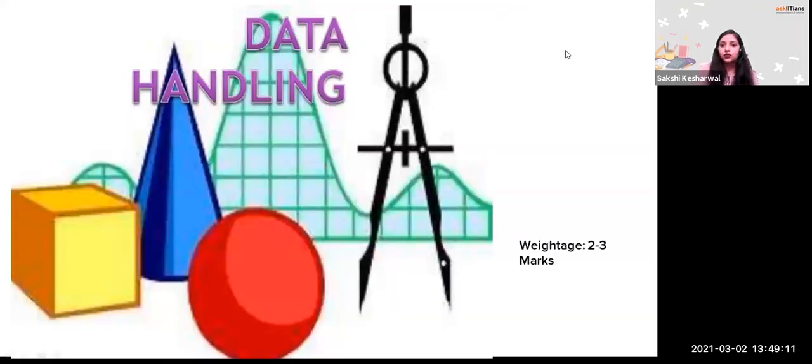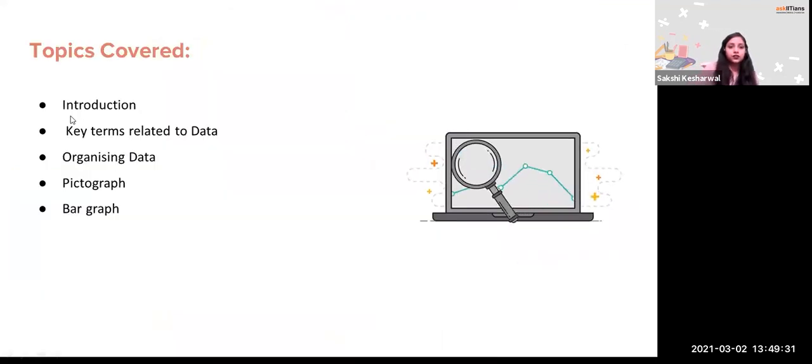So you see this data handling, right? The weightage varies, like 2 to 3 marks. In some examinations it is 5 or 6 marks. It is all dependent on the school, which school you go to and how much weightage they want to give, right? Generally 2 to 3 marks or 5 to 6 marks, maximum 5 to 6 marks, not more than that, right?